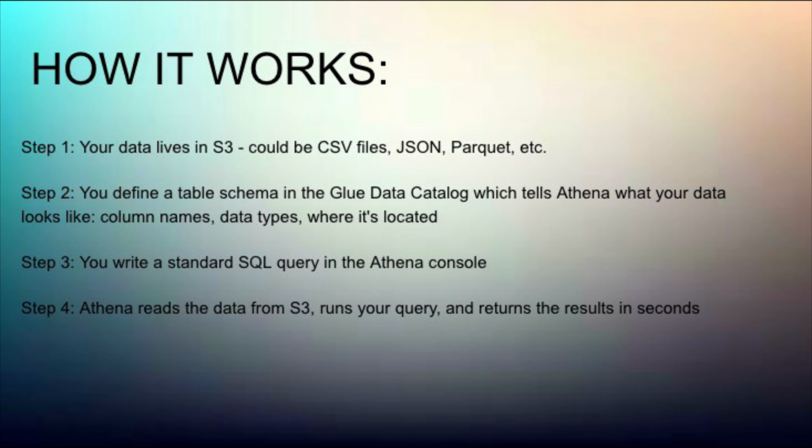Here's the workflow. Step 1, your data lives in S3. It could be a CSV file, JSON, Parquet, or whatever. Step 2, you define a table schema in the Glue Data Catalog. This tells Athena what your data looks like: column names, data types, and where it's located. Step 3, you write a standard SQL query in the Athena console. Next, Athena reads the data from S3, runs your query, and returns the results in seconds. So the data never moves, Athena queries it in place in S3. No ETL required, just run a quick query.